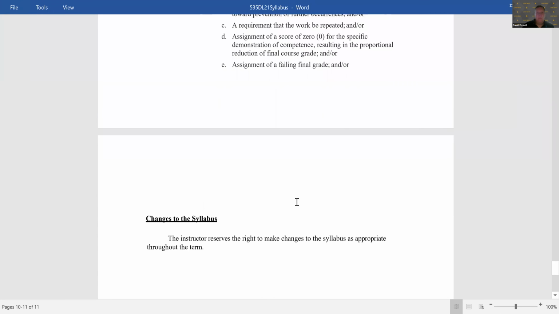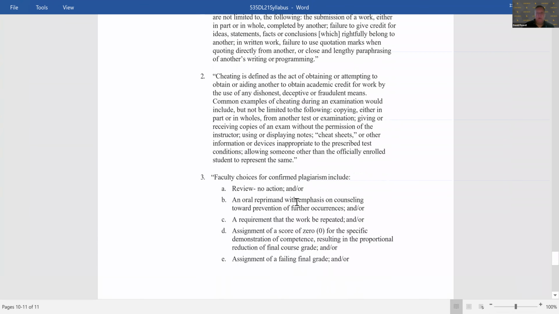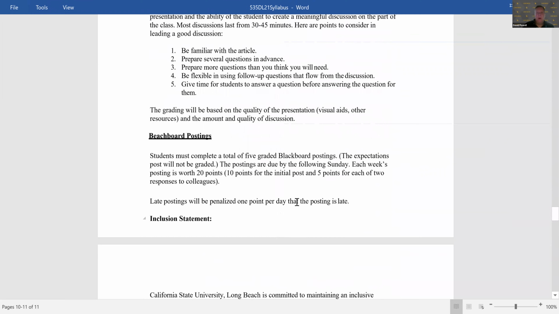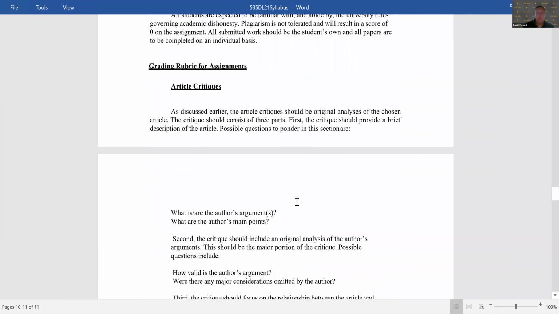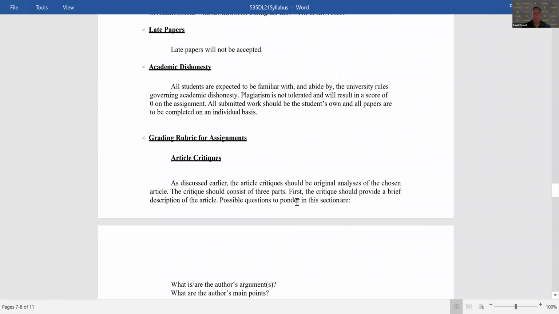So I'll stop talking for a minute. That is the course. Those are the course requirements. Are there any questions about the course or the course requirements? I think it's all pretty straightforward.